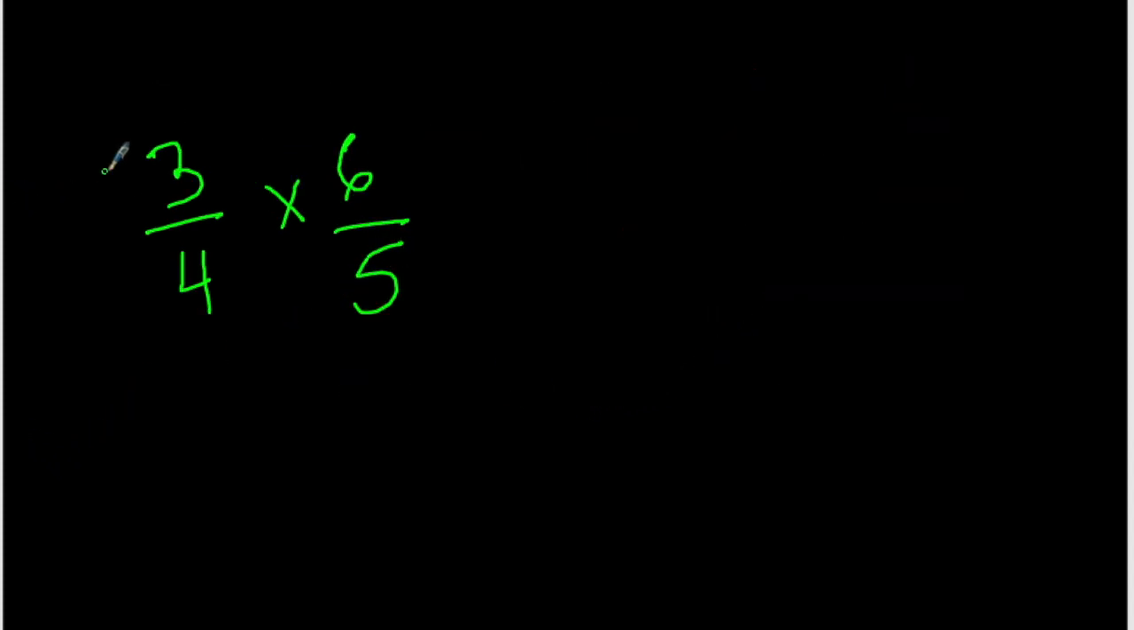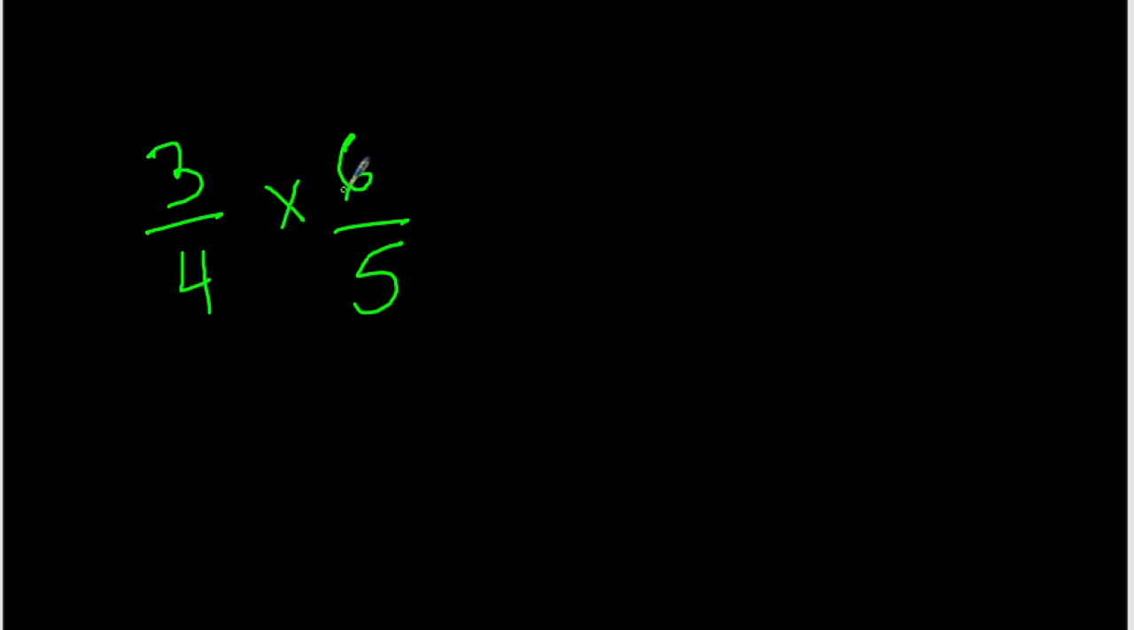Now, let's look at another example. 3/4 times 6 over 5. As we can see, 3/4 is already simplified. 6 over 5 is already simplified, meaning that there is no number besides 1 that can go into 6 and 5. But when we look at the denominator of the first fraction and the numerator of the second fraction, they can be simplified.